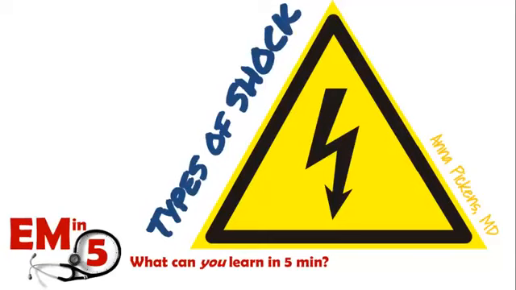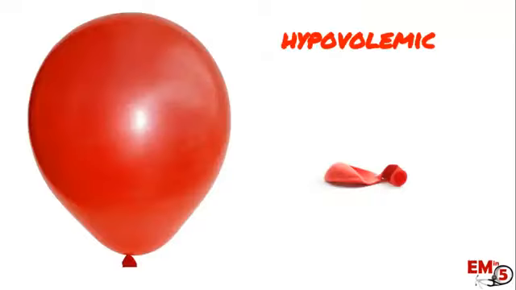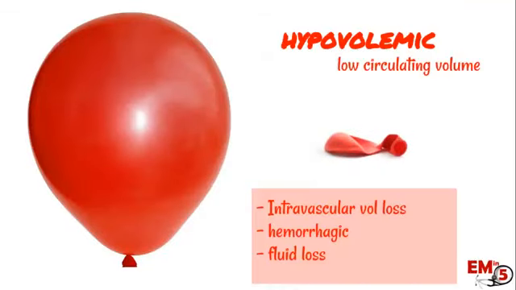For today's EMN 5, we're going to talk about the types of shock, and there's specifically 4 categories that we're going to talk about. So the first is hypovolemic. This is the one we think about a lot in the ER. This can be from hemorrhage, maybe from a trauma, vaginal bleeding, or just general fluid losses or being just intravascularly dry, maybe vomiting a lot, GI losses, just a low circulating volume.